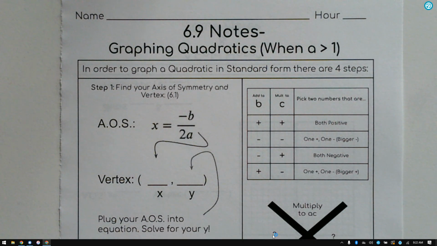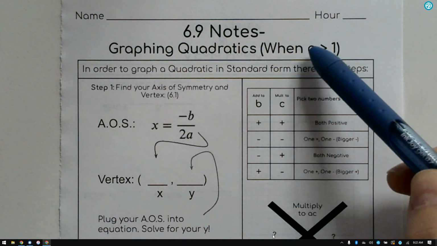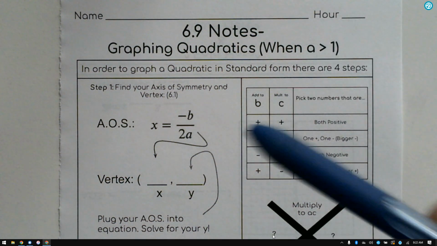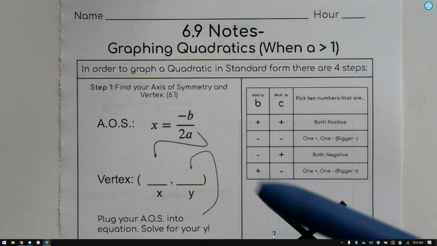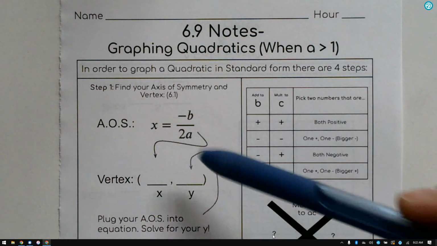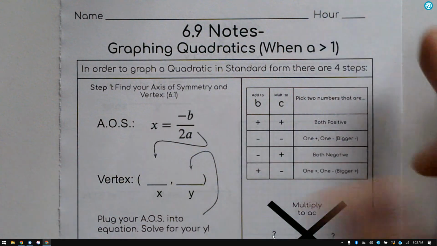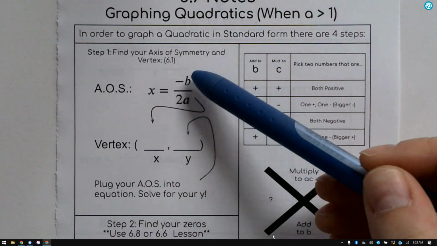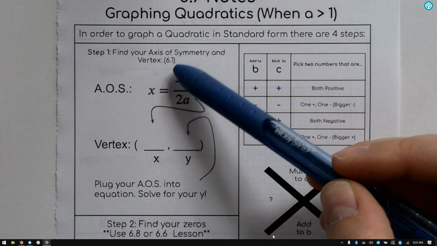So these steps are nearly identical to what they were on your 6.4 notes, which is when we graphed quadratics when a was equal to 1. The only thing that's different is how you find your zeros today. So step 1 is still the same. We find our axis of symmetry and our vertex. That's what we did very first in this unit.